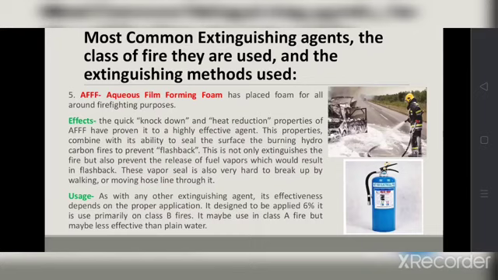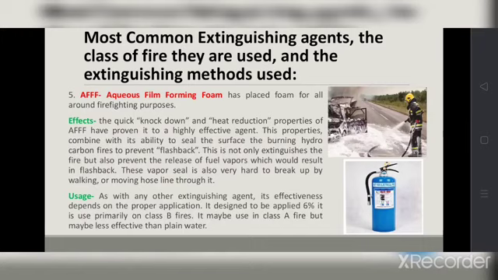This not only extinguishes the fire but also prevents the release of fuel vapors, which would result in flashback. So this vapor seal is also very hard to break up by walking or moving a hose line through it. So in order to prevent flashback from fire, the best extinguishing agent to be used is the AFFF. So what is the usage of AFFF?